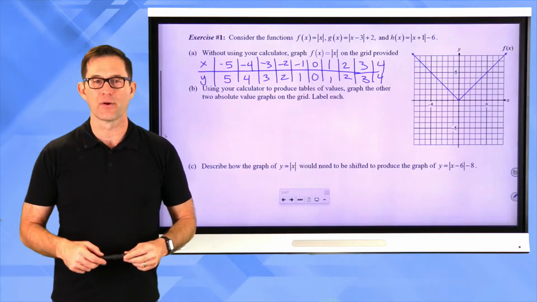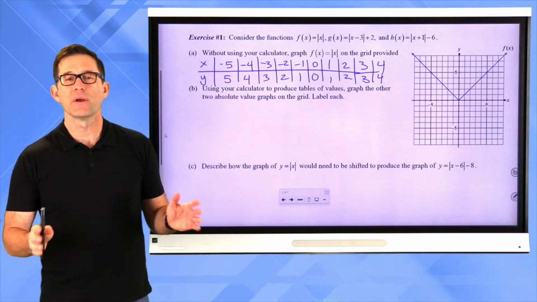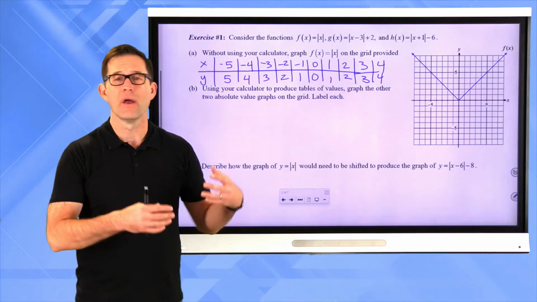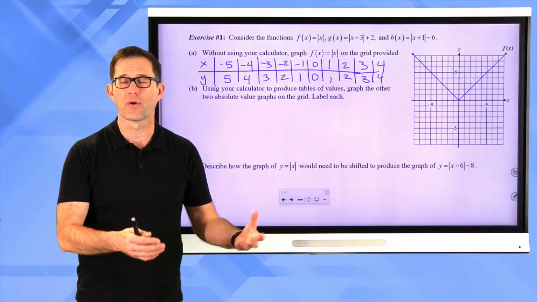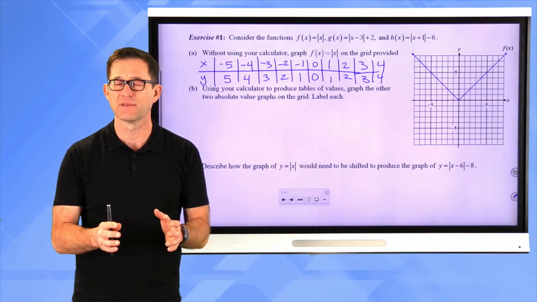Now let's take a look at letter B. Using your calculator to produce tables of values, graph the other two absolute value graphs on the grid. Label each. All right, so here's what I'd like you to do. We're not going to go through bringing up the TI Inspire and creating the calculator graph and showing you how to lay out a table. We've done that lots of times in this course.